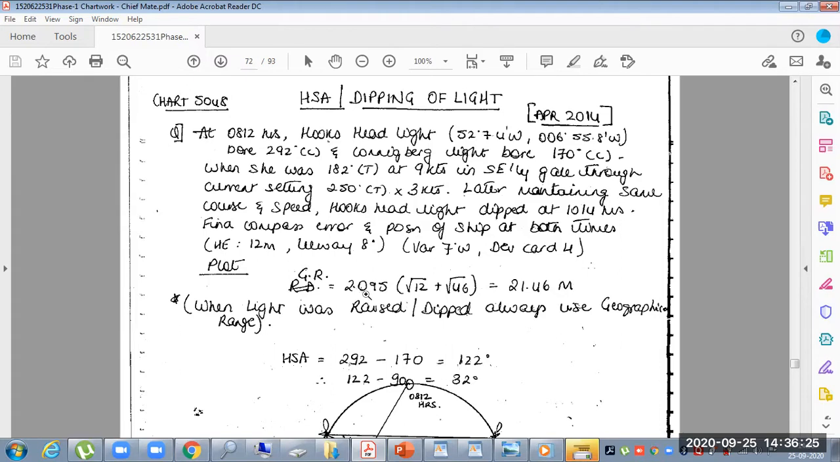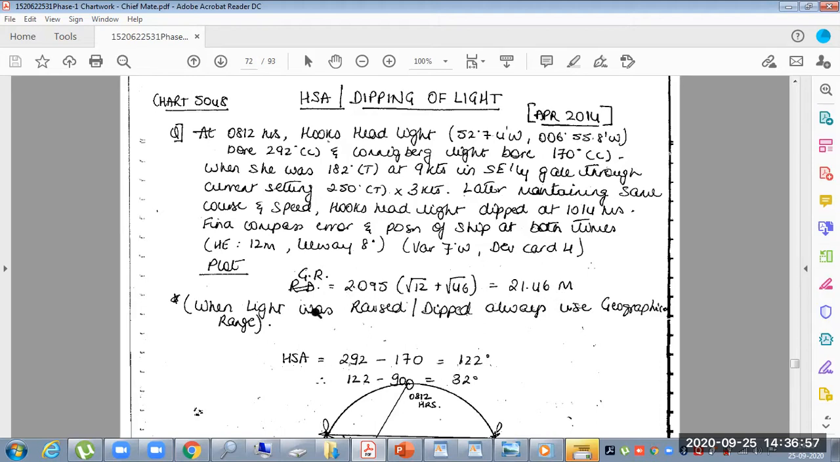So 2.095 is the formula: in brackets, square root of height of eye plus square root of height of the lighthouse. The height of the lighthouse we get from this book chart, that is 46 meters, and height of eye is given as 12 meters. So from this we get the geographical range as 21.46 miles.